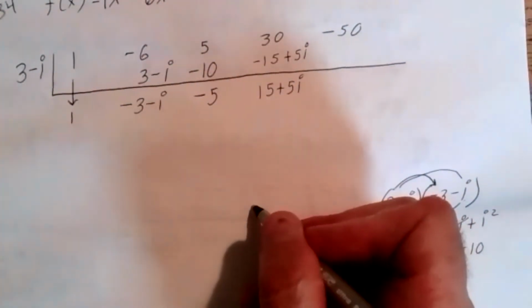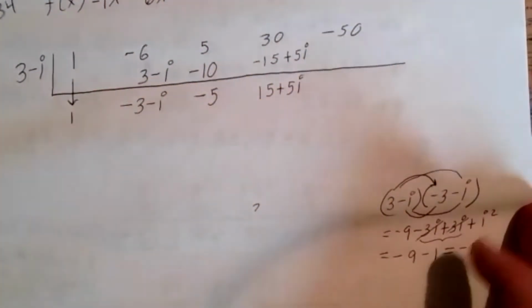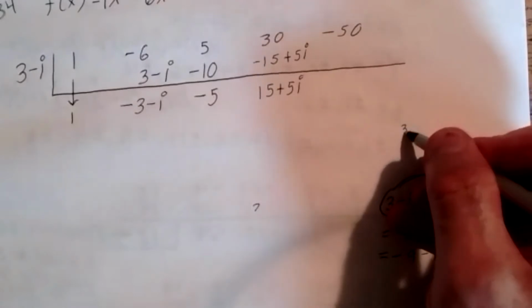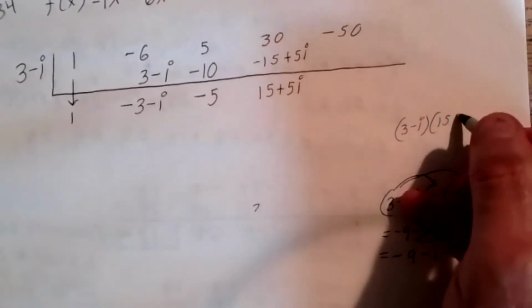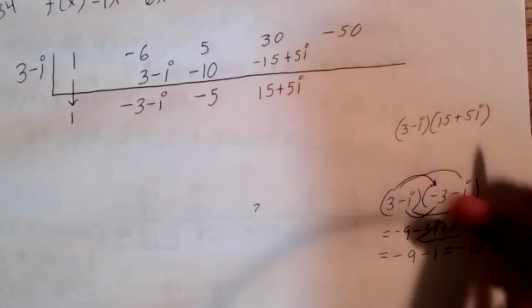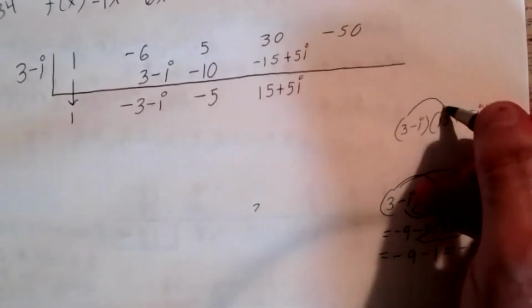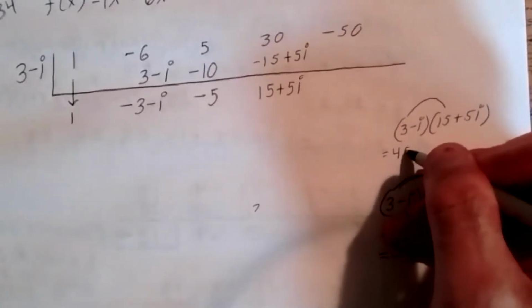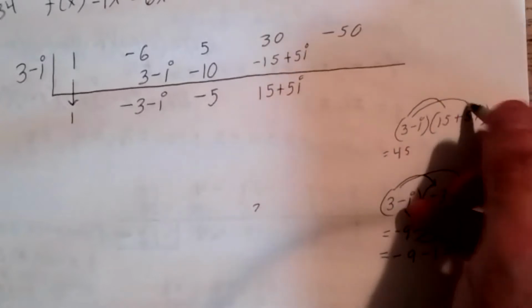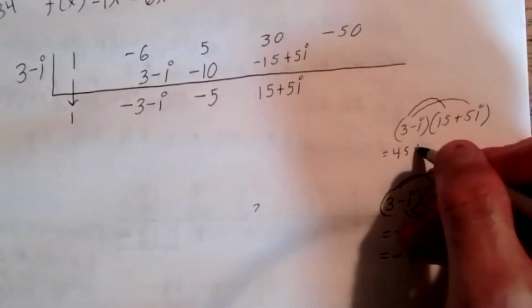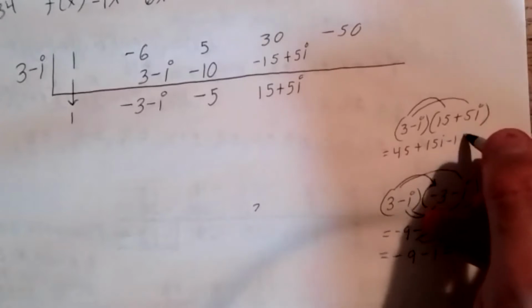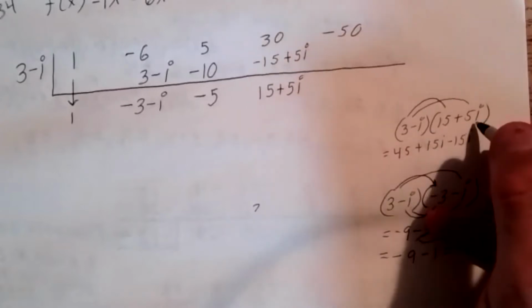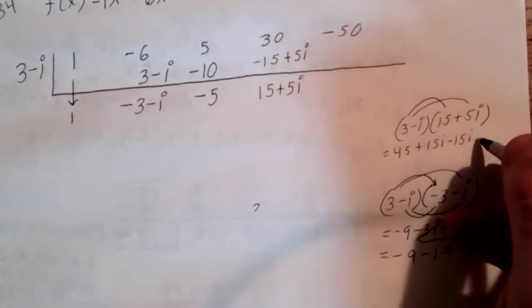Let's convince ourselves. Take the 3 minus I and multiply it by this 15 plus 5I. Let's convince ourselves that we get 50. 3 times 15 is 45. 3 times 5I is 15I. Negative I times 15 is negative 15I. Negative I times 5I is negative 5I squared.